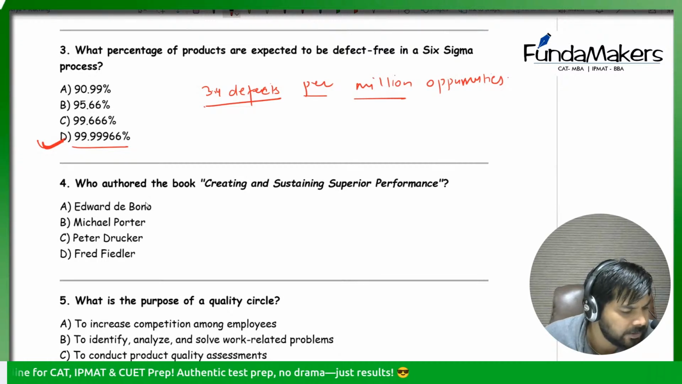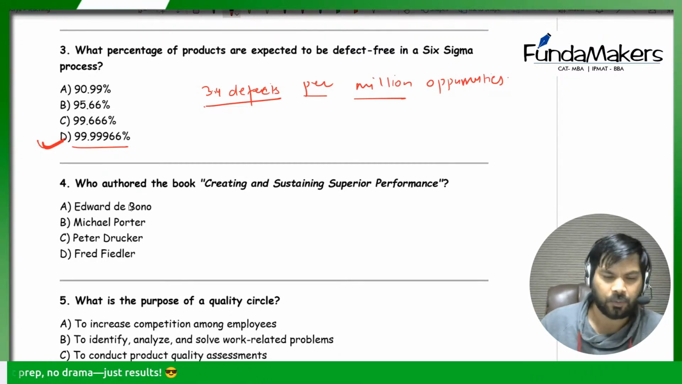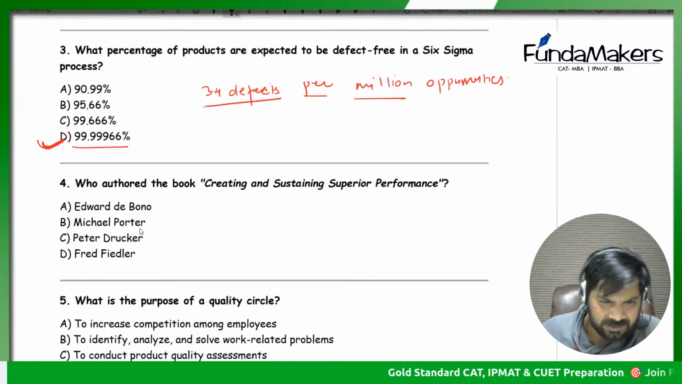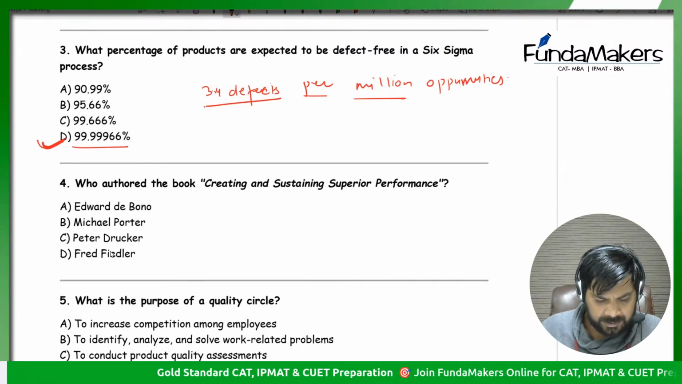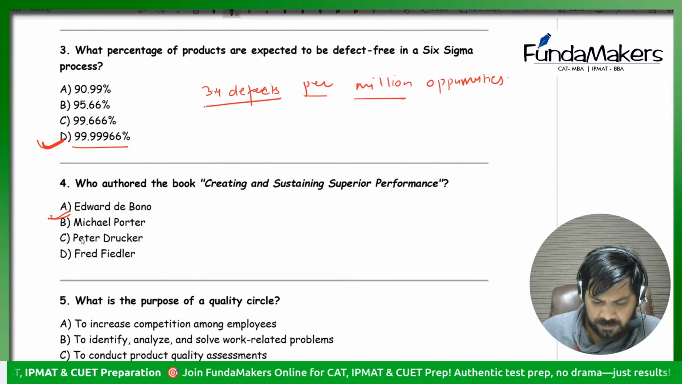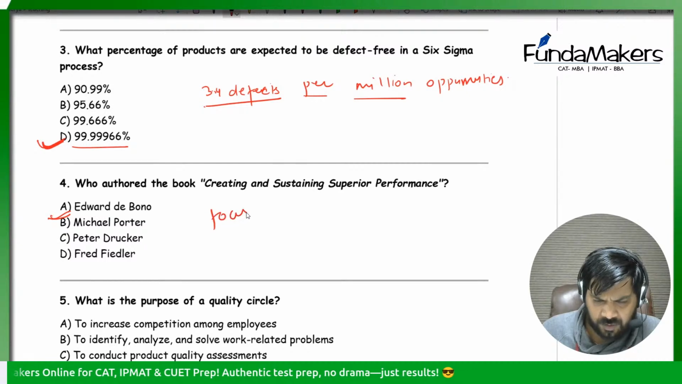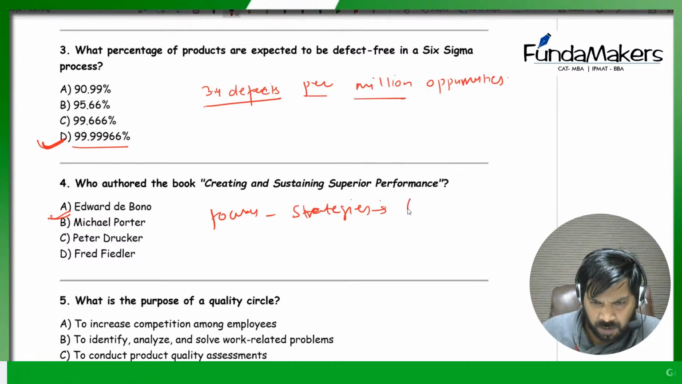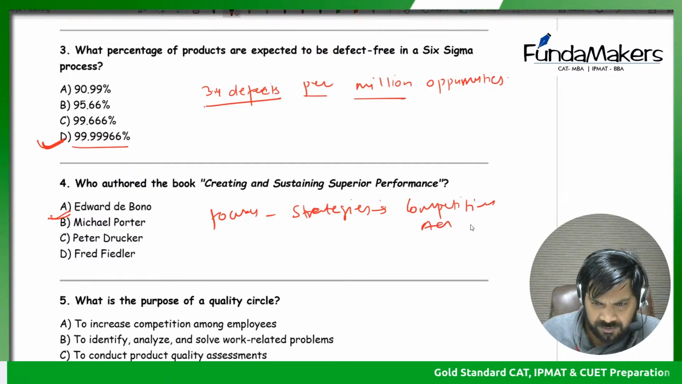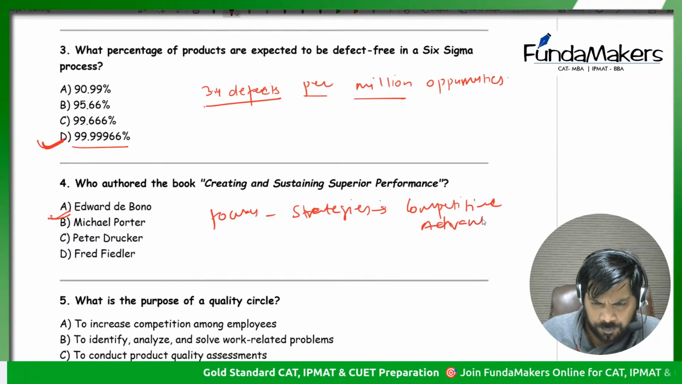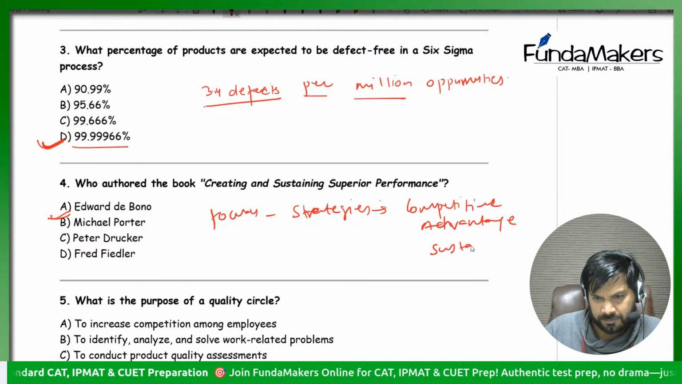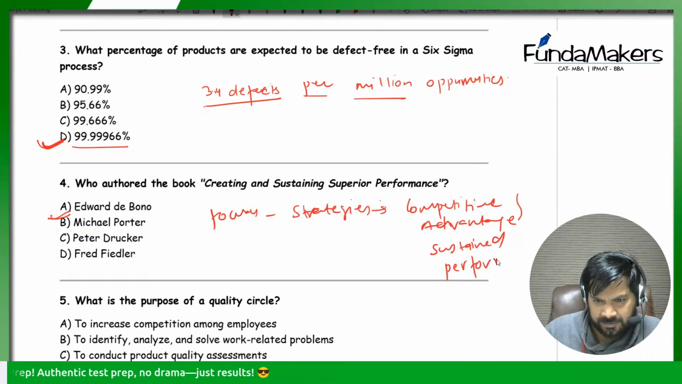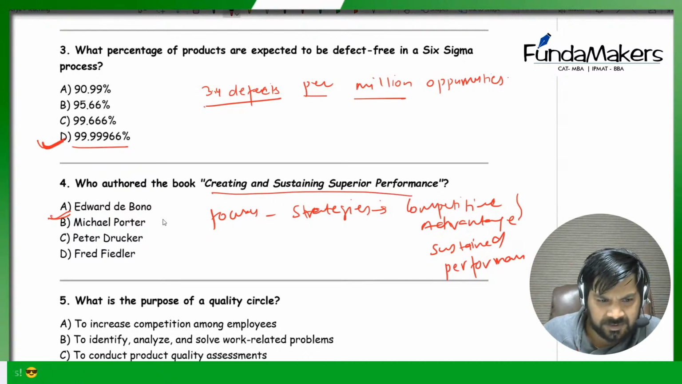Now, keep on answering the questions if you know them, ladies and gentlemen. Who authored the book Creating and Sustaining Superior Performance? Edward de Bono, Michael Porter, Peter Drucker, or Fred Fiedler? It was written by Michael Porter, and this book basically focuses on strategies, in order to improve on the competitive advantage in the market. I have a very bad handwriting, so I hope you bear with me. Competitive advantage and sustained performance: you derive strategies for these two particular things. So Creating and Sustaining Superior Performance was written by Michael Porter.